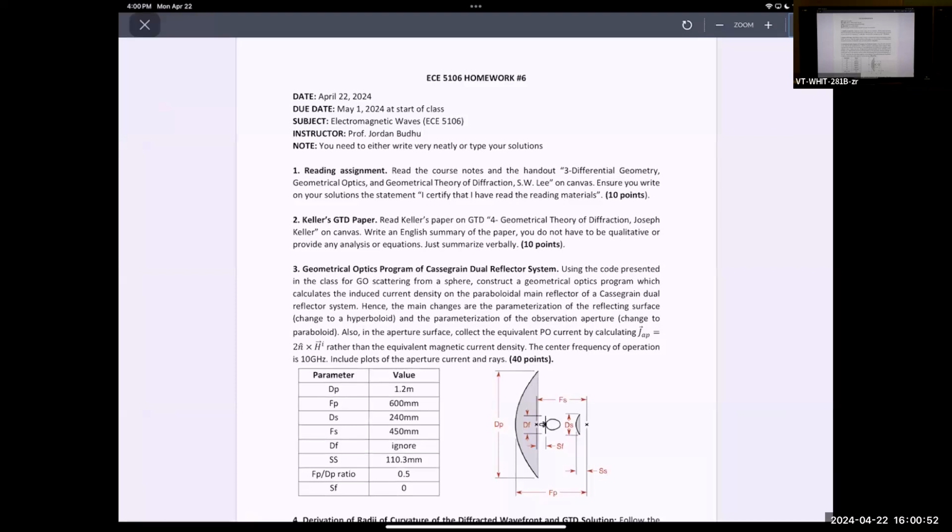There are only 4 problems. The first problem is to read the course notes, so you get free 10 points there. And then the second problem is Keller's GTD paper. You're going to read the paper. I uploaded it to Canvas. It's a very good, fundamental paper on the geometrical theory of diffraction from Keller. And you're just going to write an English summary of the paper. So you don't have to derive the equations or produce any quantitative analysis. Just provide an English summary of the paper, right?